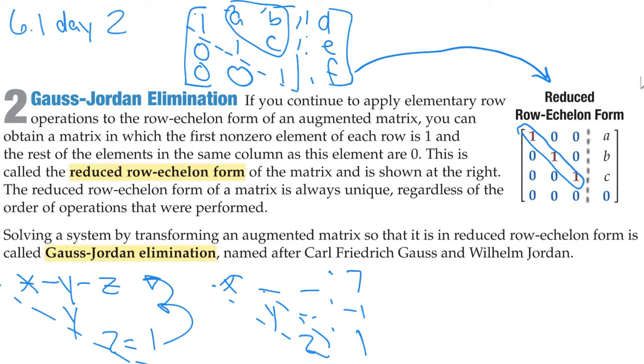So it's going to be a longer problem, but it's going to get you to your final answer. So I just wanted to bring that to your attention. You have reduced and the regular row echelon forms.